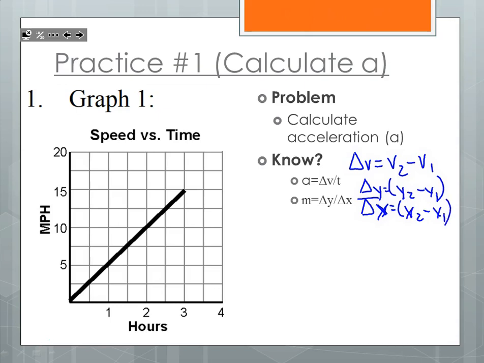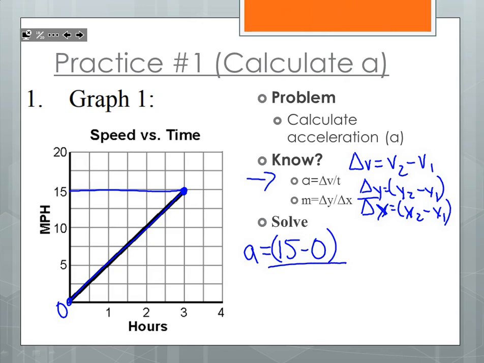Okay, so either one of those equations I could use. It doesn't matter which one you use. Because I know that it is a positive line, I'm going to use the acceleration one just because it's easier to use. So acceleration equals the change in speed. My ending speed was 15. My beginning speed was 0. So 15 minus 0 was my change in speed.